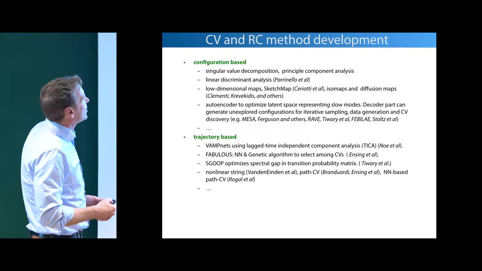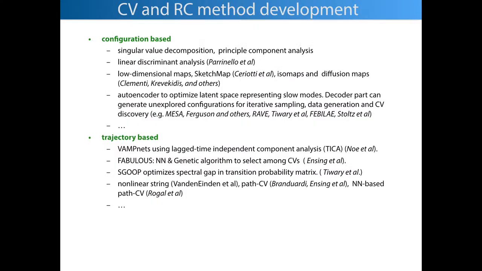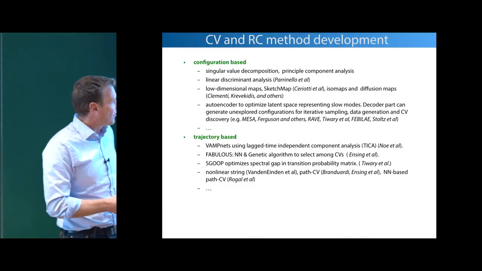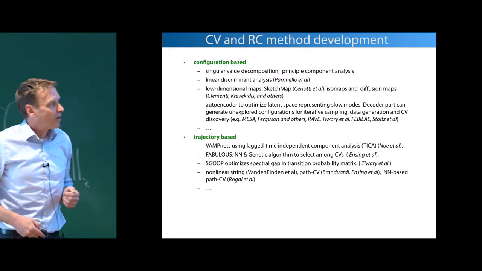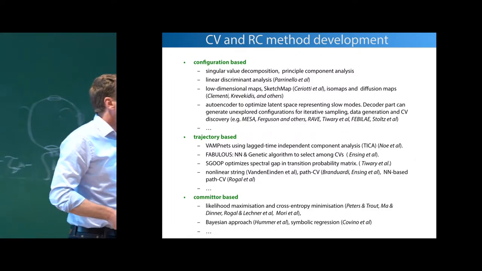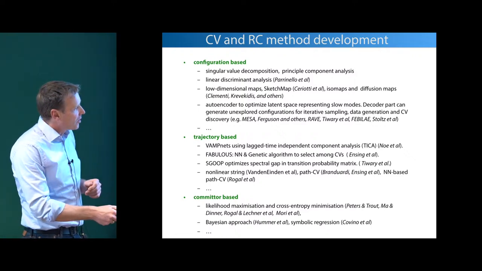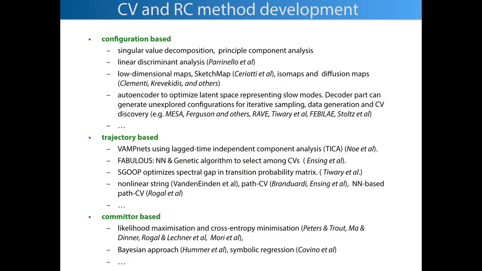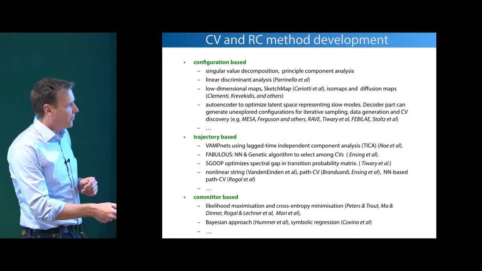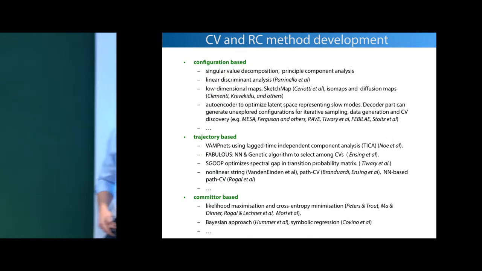Then we also have trajectory-based, time-based methods. For example, VAMP uses time-lagged independent component analysis, also known as TICA. The FABULOUS method by Ensing et al. uses neural nets and genetic algorithms. SGOOP optimizes a spectral gap. We have, of course, already heard about nonlinear strings from Vanden-Eijnden, path CVs, and neural-net-based path CVs that Jutta used in her approach. I'm going to talk about committor-based methods to find reaction coordinates, and most importantly, likelihood maximization, the Bayesian approach, and symbolic regression, which I'm going to introduce at the end.